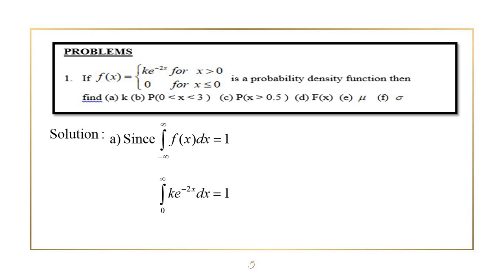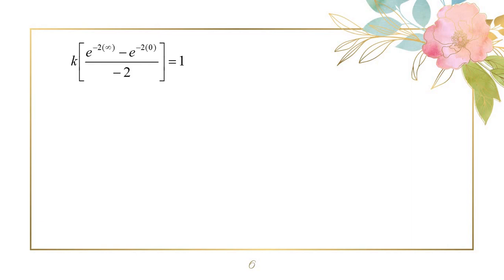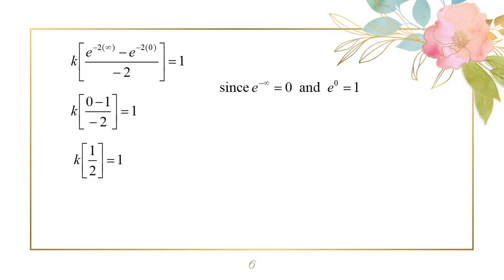So substitute k into e raised to minus 2x in the place of f of x and then integrate that further. Upon solving, you get the value of k as 2, and I have substituted the value of k in our function.